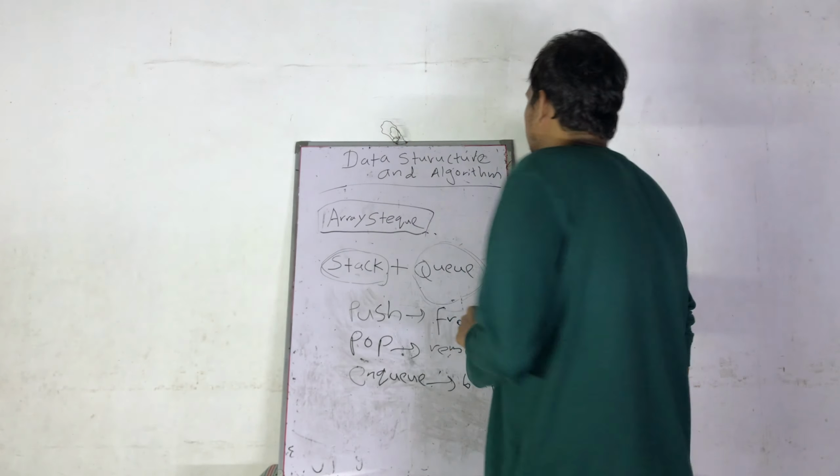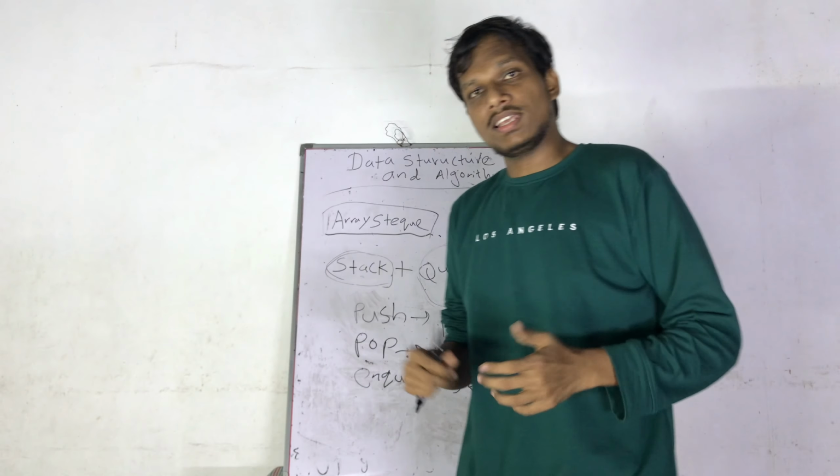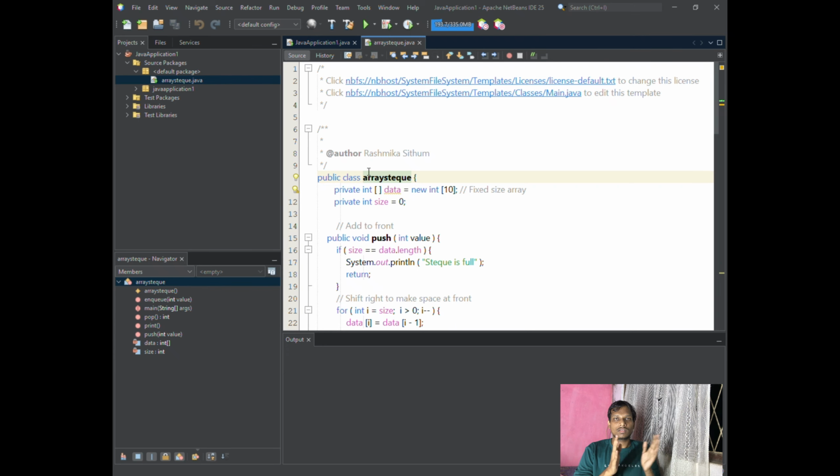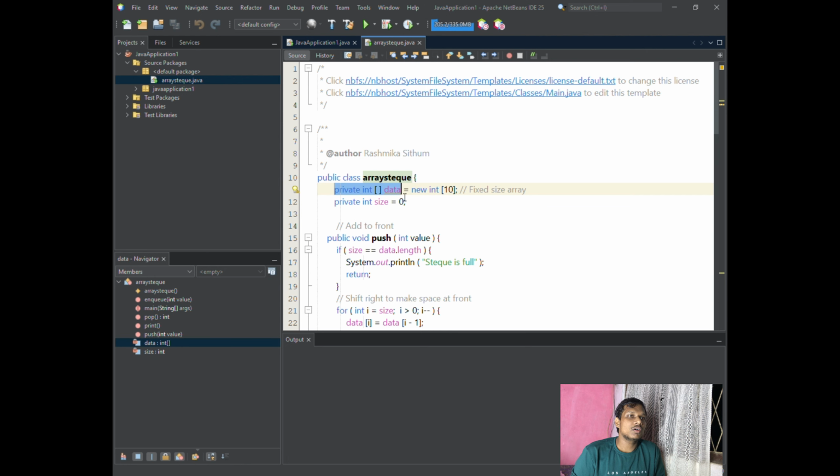Okay. Next we discuss how the code works. Let's move to the code. So mainly we have our class name, and we have created the array named private int data. We fixed the size to 10, and we have created private int size 0.